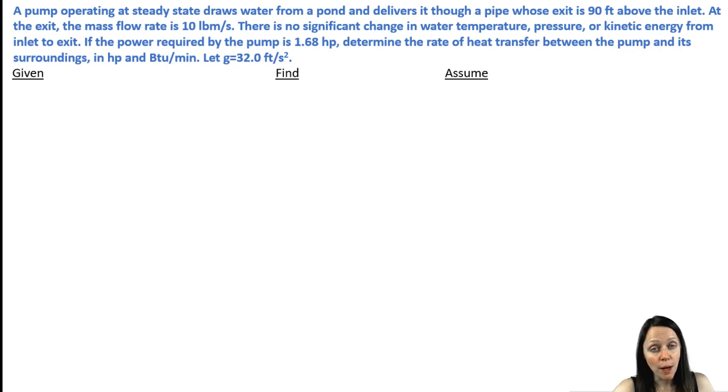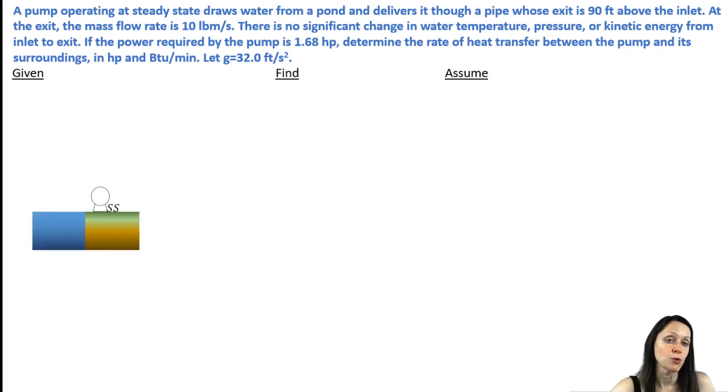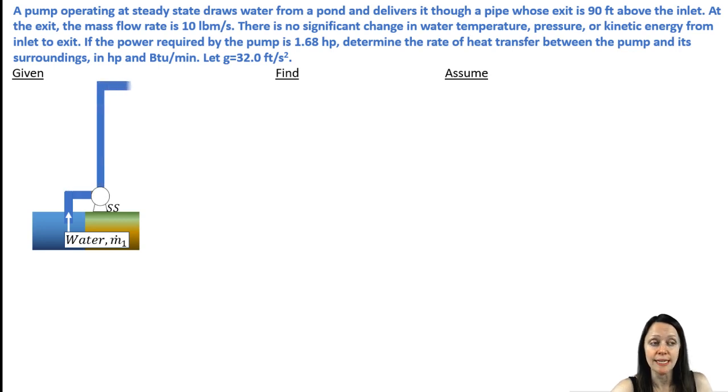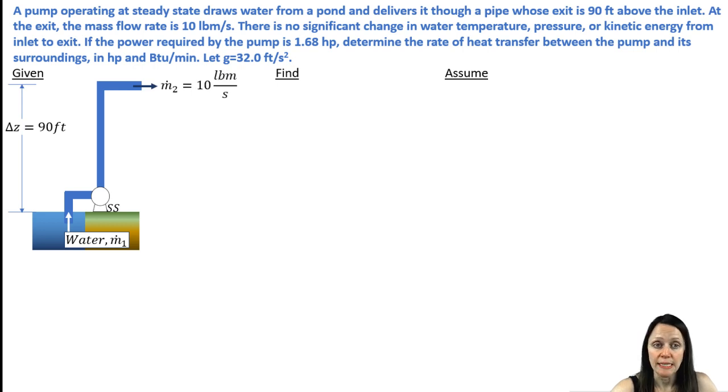All right, so I've got a pump operating at steady state. It draws water from a pond and delivers it through a pipe whose exit is 90 feet above the inlet. At the exit, the mass flow rate is 10 pound mass per second. It tells us that there is no significant change in the water temperature, pressure, or kinetic energy from the inlet to the outlet.